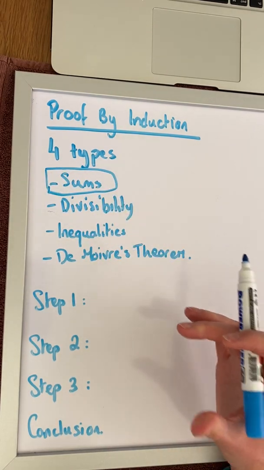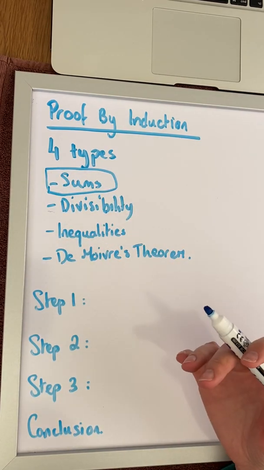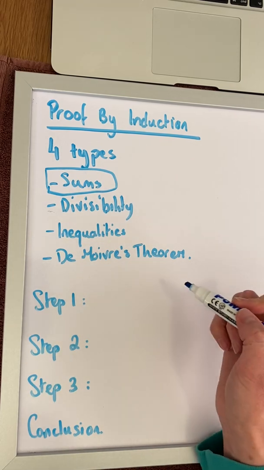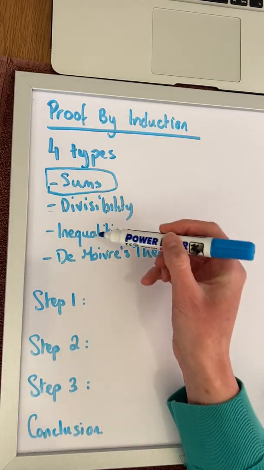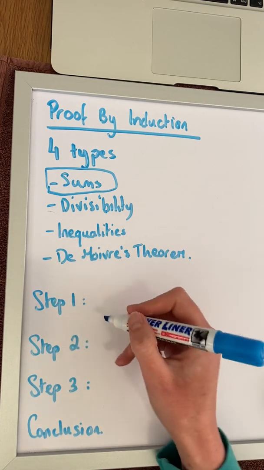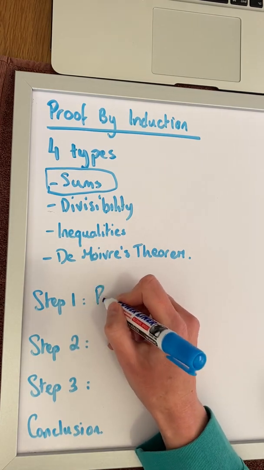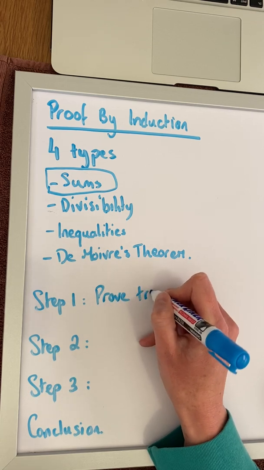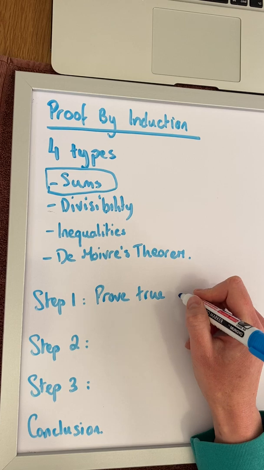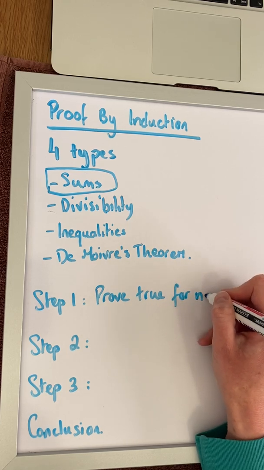We are going to go through the steps. So we perform the same steps in any type of proof by induction. De Moivre's theorem can actually be learned off, but for the other 3, you actually have to be able to work with the maths given to you. So step 1 is always prove true for the first integer in the question. So it's normally prove true for n equals 1.